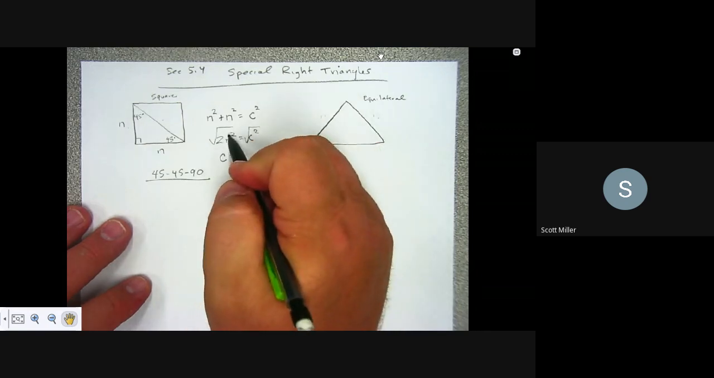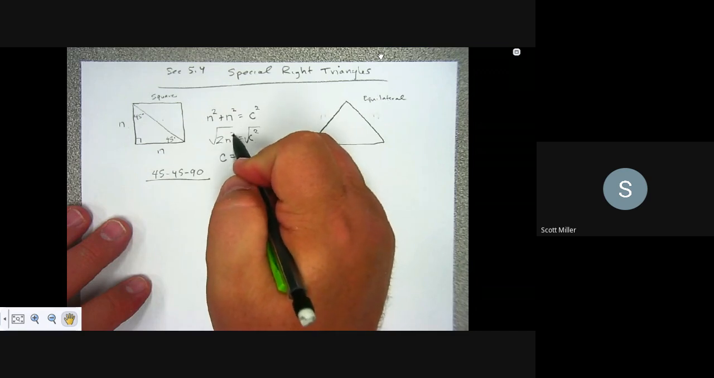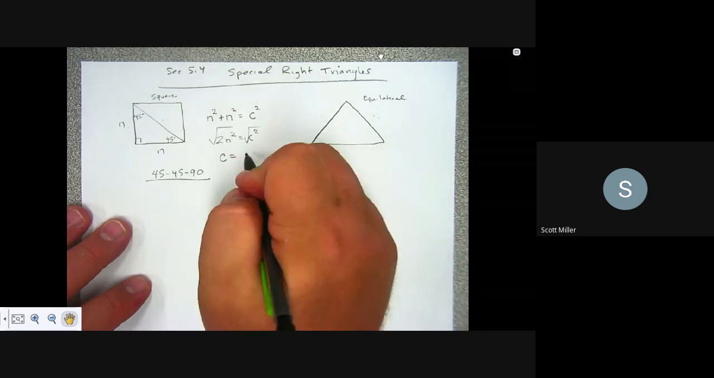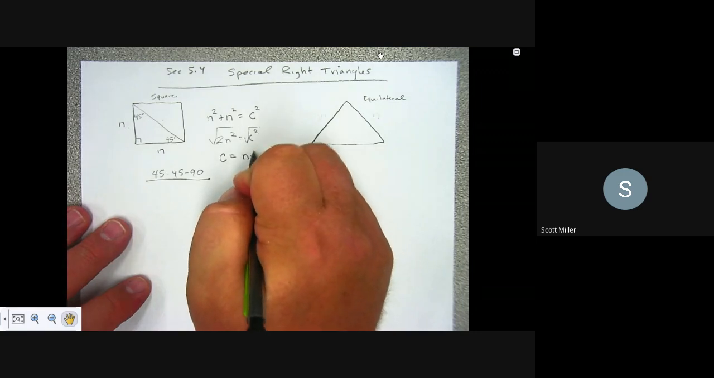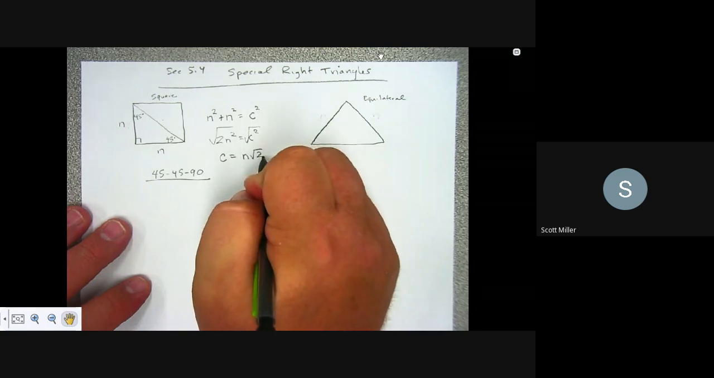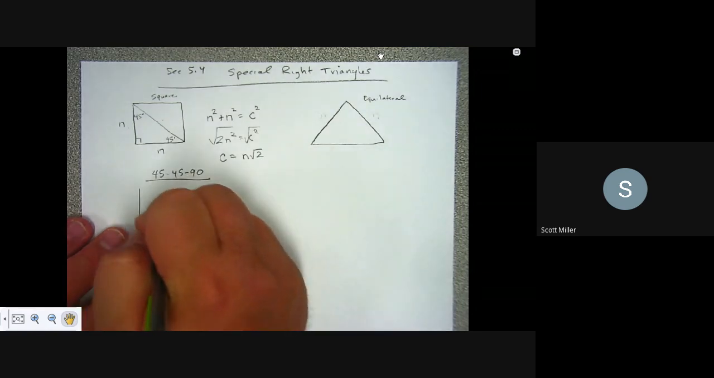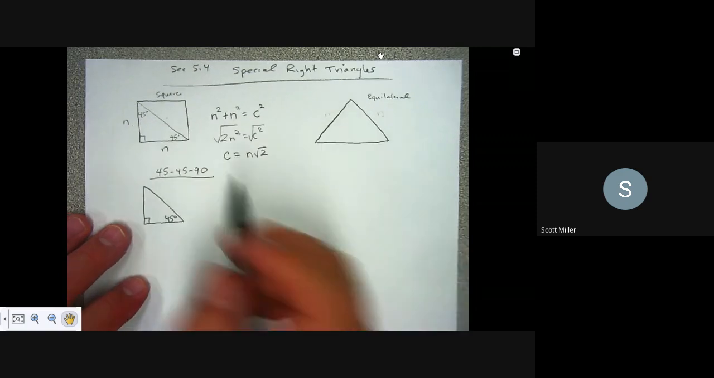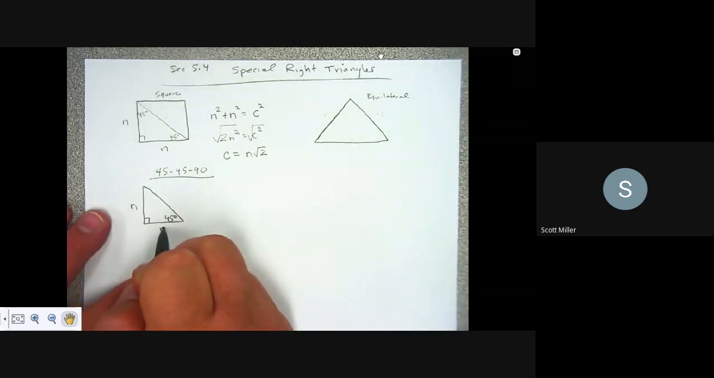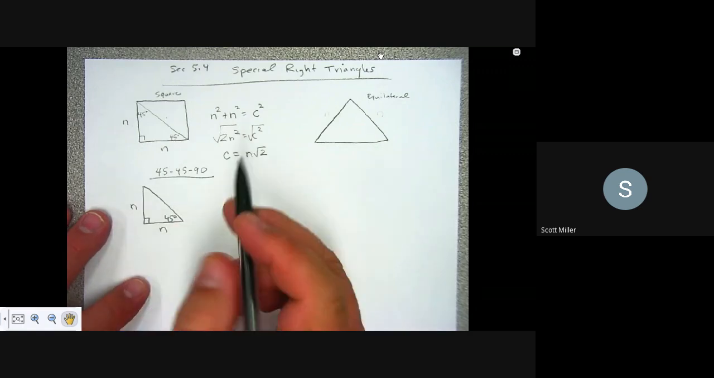And this is 2 times the n squared. When I square root that, then I get basically n times the square root of 2. So in a 45, 45, 90 right triangle, each side is identical because it comes from a square. This is also called an isosceles right triangle.